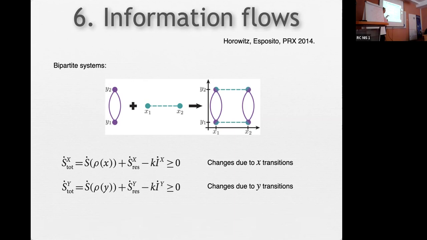And what is more interesting, they can derive two second laws for system X and system Y. So even though you have a motor, for instance, if you interpret the motor as following these lines, you can split the operation of the motor into a part which is creating correlations, which can be interpreted as a measurement, even in continuous time, and a part which is exploiting correlations, which can be interpreted as a feedback.